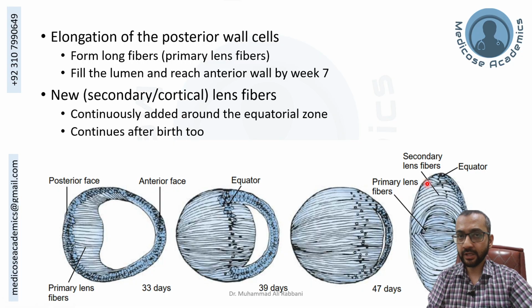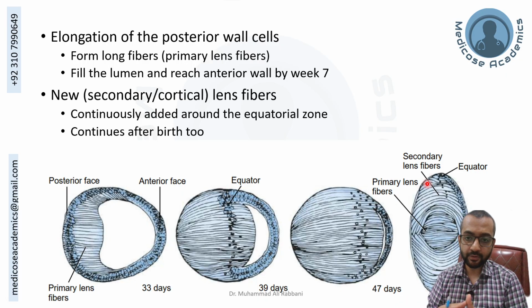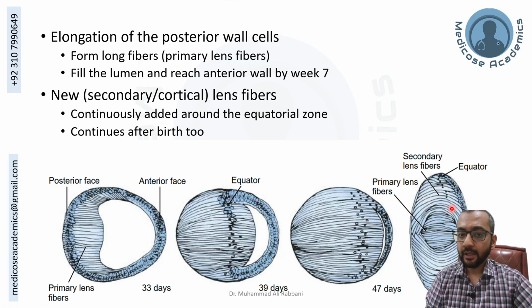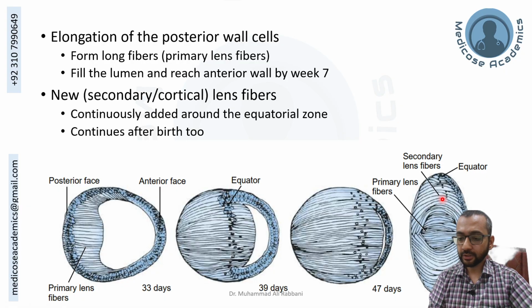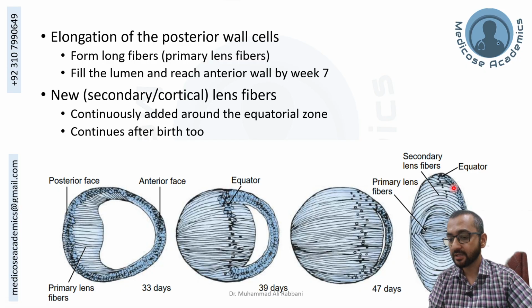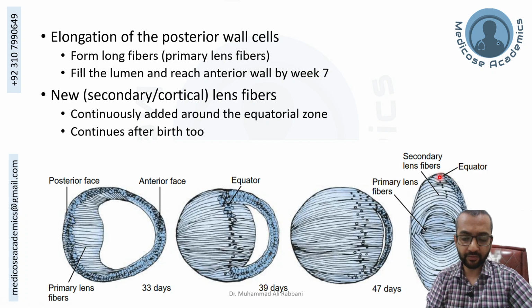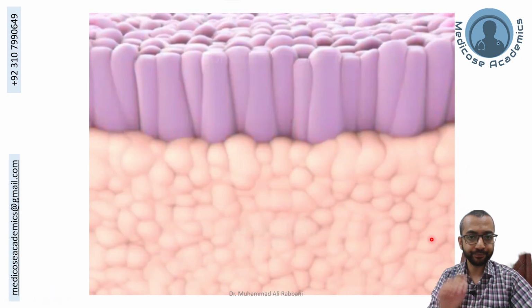So throughout life, they are being added circumferentially on the outside from the equator part, and these lens fibers that are added are the secondary or cortical lens fibers. So the fibers generated in your childhood will be near the center. The fibers generated with advancing age will be more and more toward the periphery, and these cells also lose their nuclei and are filled with crystalline molecules.